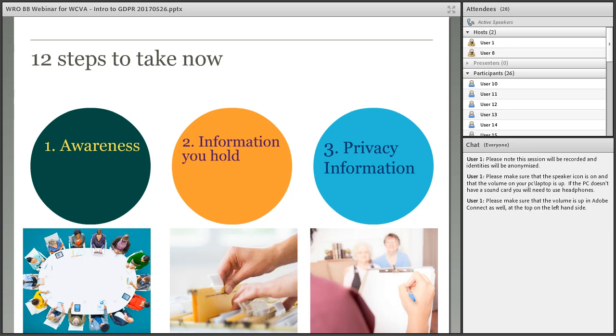Now, the third step is looking at the privacy information that you give individuals. So one of the new rights that GDPR creates for individuals is called the right to be informed. This right to be informed is usually done through what we call a privacy notice, and that's basically information that you give to individuals at the point of collection in order to explain to them how their information will be used.